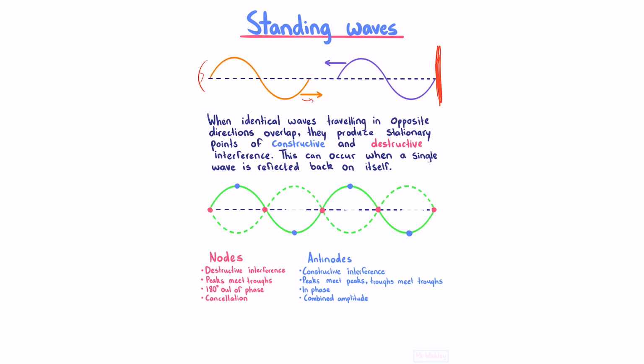And so in this diagram here, these regions represent areas where there is no movement, and in between we have the wave going up and down. So the solid wave and the dotted wave are just the same wave at different moments in time.